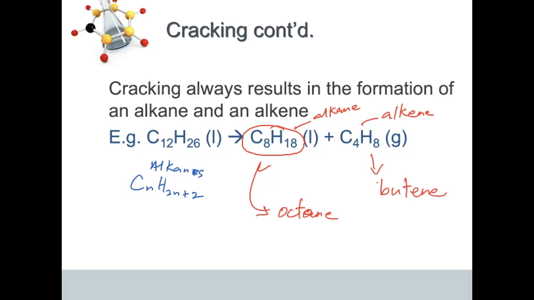All right, so when we crack our alkane, we always end up with a shorter chain alkane and an alkene. And it could have gone otherwise. We could have gotten hexane and hexene. We could have gotten heptane and pentene, 7 plus 5, 12. But at the end of the day, we'd have to get back 12 carbons.